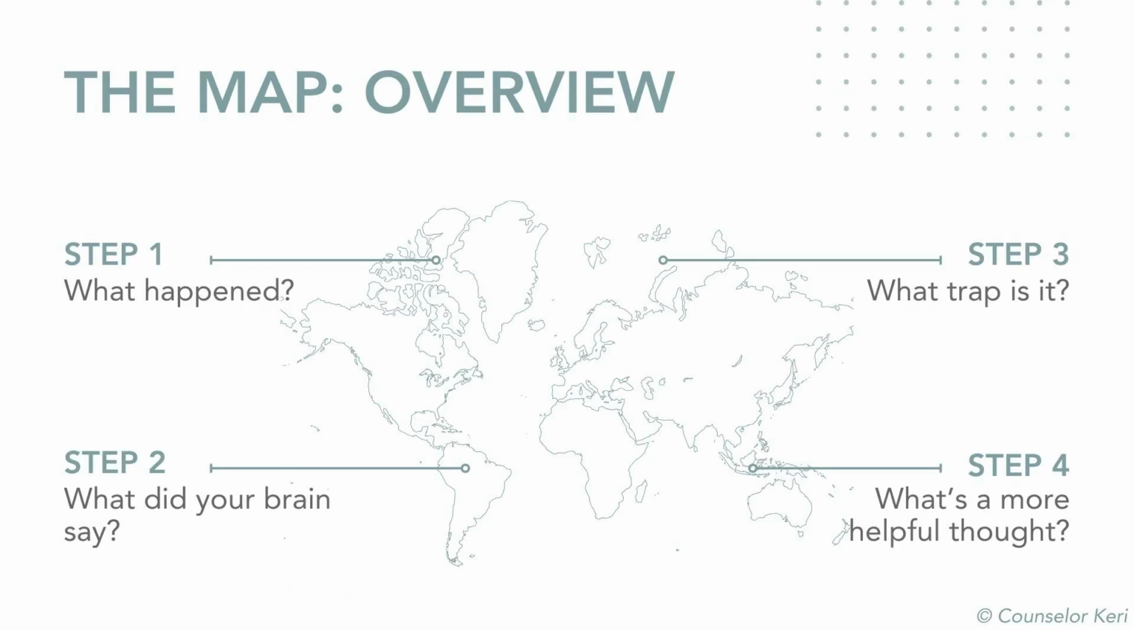The Thought Trap Map guides students through 4 steps: what happened, what they thought, what trap it is, and how to flip it. It works like a GPS. If your thinking is stuck in a loop, this helps you reroute.